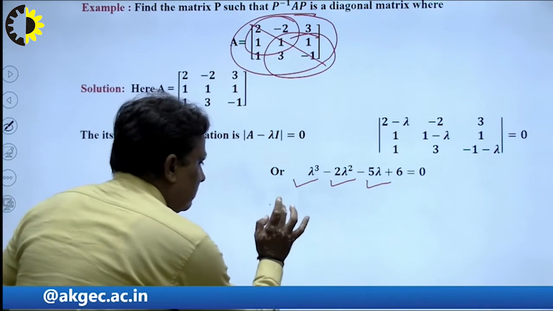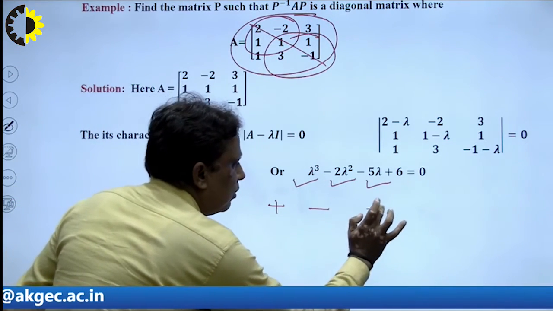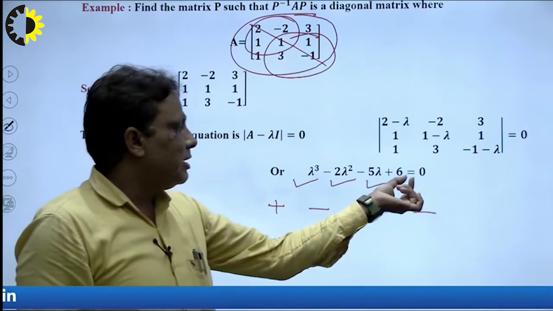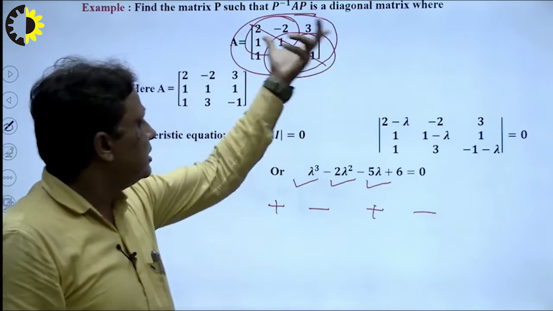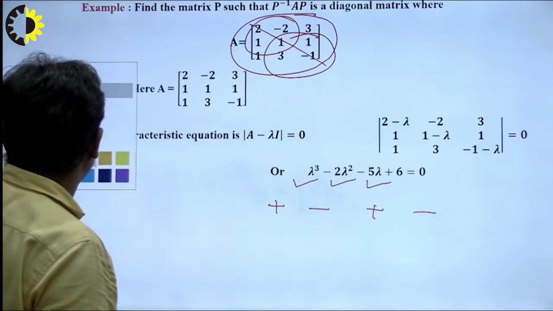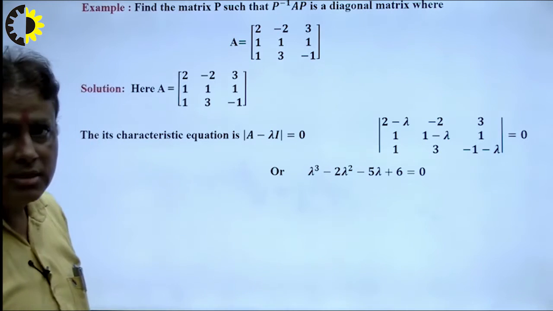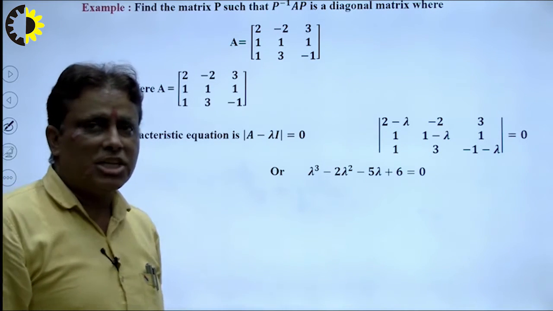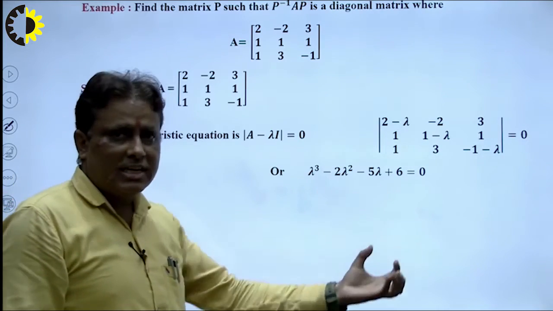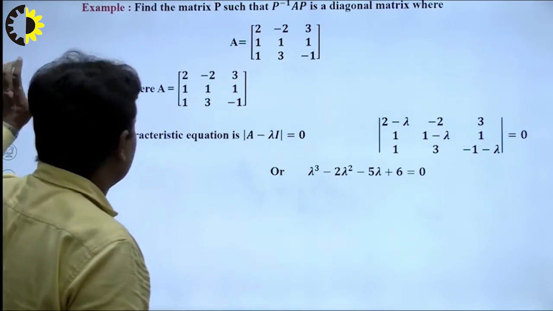First sign positive, second negative, positive and negative. I consider this sign, and minus the determinant of this, and the determinant of this is equal to minus 6. So I write here minus 6. This is the criteria, right? This is the method to obtain the characteristic equation directly. We save time in the examination and we can calculate directly and check whether this is correct or not.